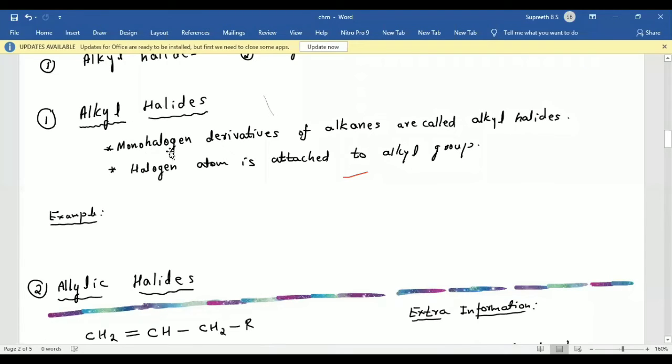They are nothing but monohalogen derivatives of alkanes, which are called alkyl halides. Monohalogen derivatives of alkanes are called alkyl halides. Nothing but we have one simple alkane molecule like methane, then one of the hydrogen atoms of that alkane is replaced with the halogen atom.